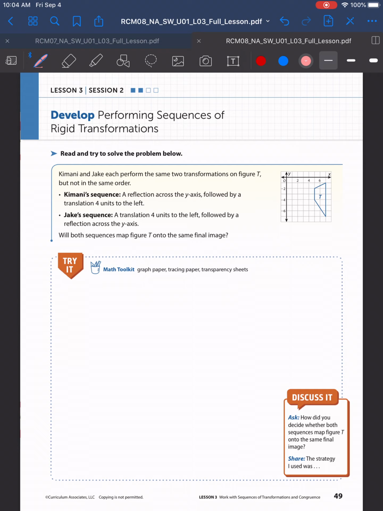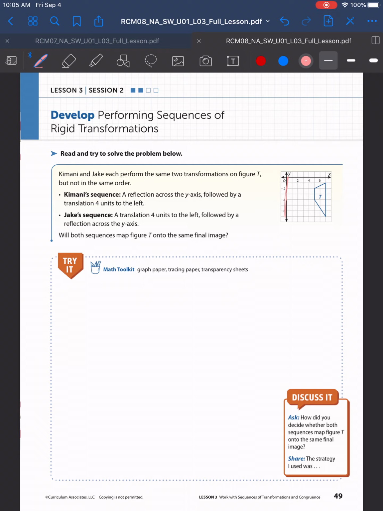Okay, so Kamani and Jake each perform the same 2 transformations on figure T, but not in the same order. So Kamani, she reflects this across the y-axis, right here. She reflects it across, and then she translates it 4 units to the left, okay? Jake, he translates it 4 units to the left and then reflects it across the y-axis. Will both the sequences map figure T into the same final image?